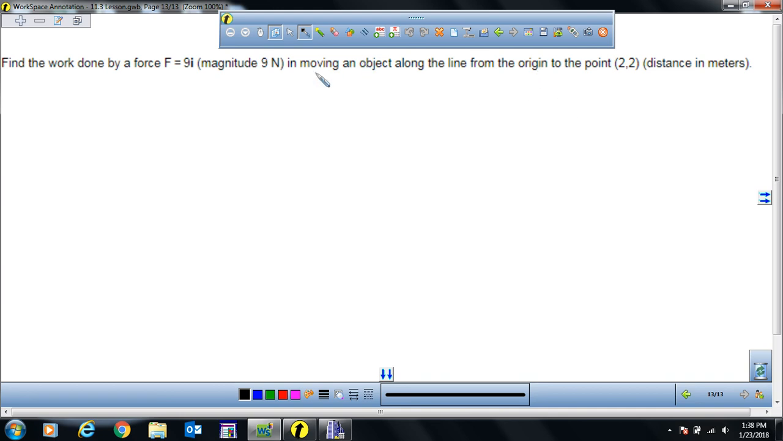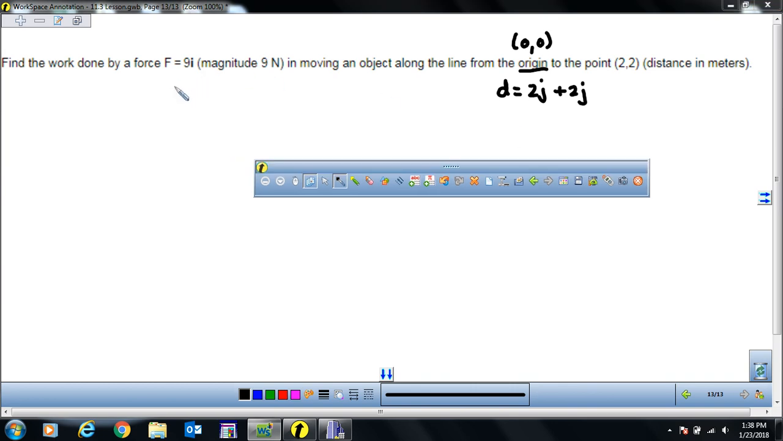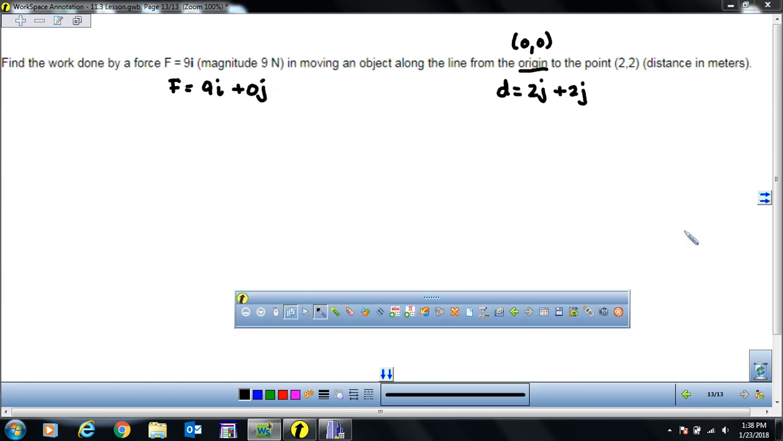So in moving an object along the line from the origin to the point (2, 2), let's call it vector v. Well, I'm going to call it the displacement vector, or the distance vector. So what would the distance vector be from here to here? If it is from the origin all the way to the point (2, 2), it would be 2i plus 2j. And this force vector is going to be 9i plus 0j, right? The force is just being applied in the horizontal direction.